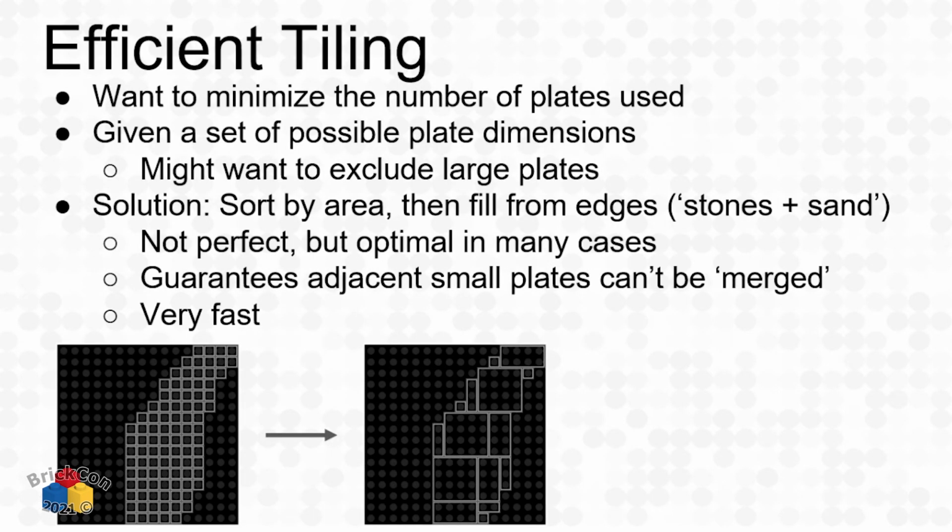Turns out we can use a different algorithm to fix this. This is the efficient tiling algorithm. Efficient tiling is built around the idea that we want to minimize the number of plates used. It's really easy to do this using the stones plus sand method, where you sort by size and your algorithm puts in the biggest plates first and then tries to fill in the gaps. As long as you have access to 1x1 plates, it's guaranteed that you're able to fill in any input.